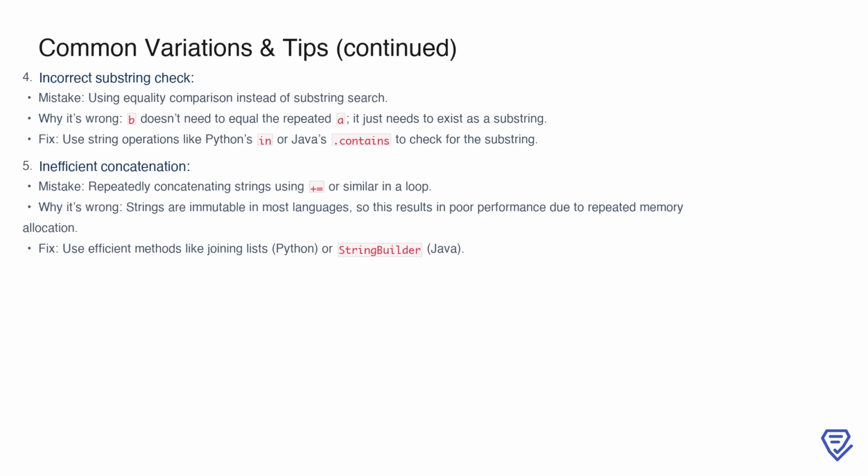Additionally, inefficient string concatenation can also slow down your solution. Using plus equals or similar operations in a loop is problematic because strings are immutable in most programming languages. This means every concatenation creates a new string in memory, leading to poor performance. Instead, use more efficient methods like joining lists in Python or using StringBuilder in Java to handle concatenations.